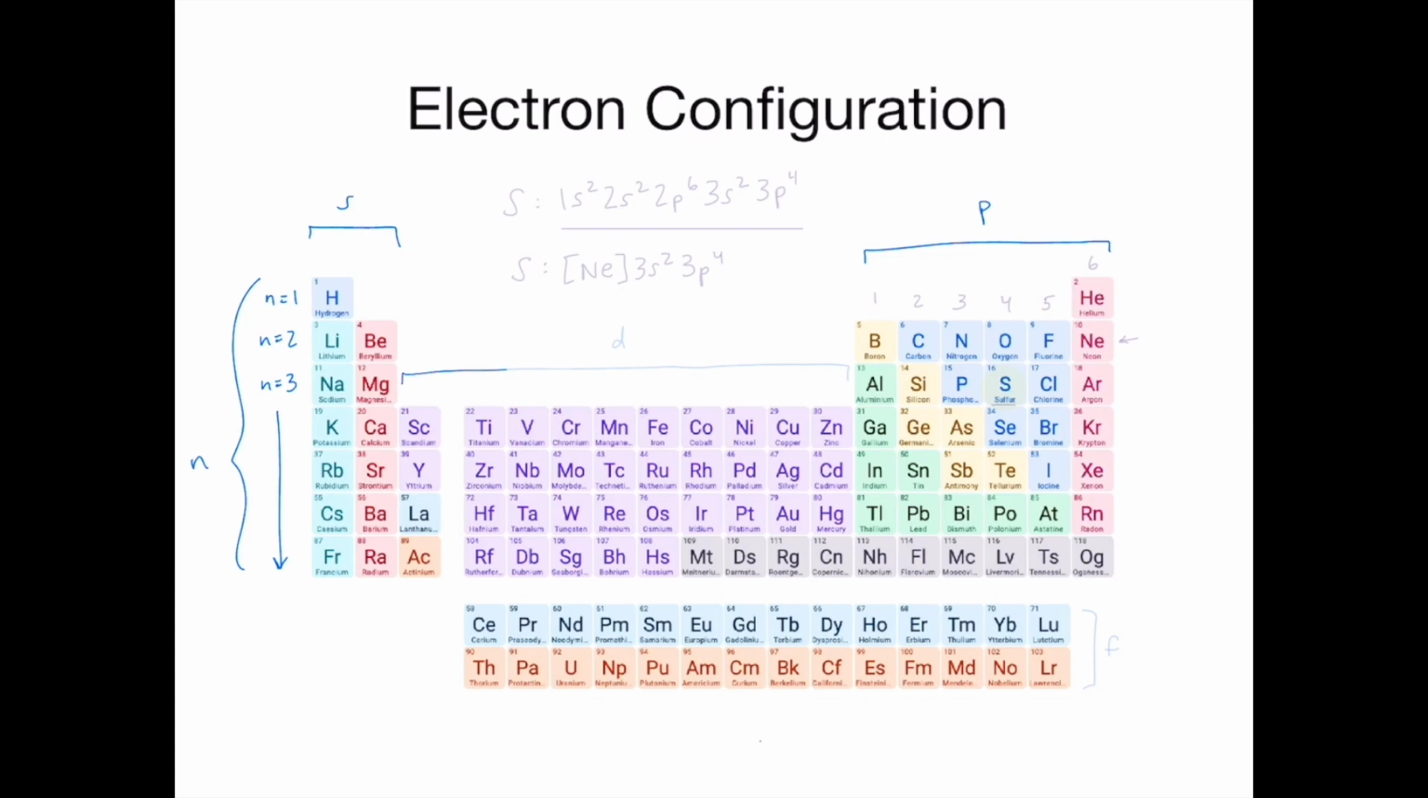So S, P, D, and F. So let's do an example. Let's figure out the electron configuration for sulfur. So we're going to start from the upper left-hand corner of the periodic table. So we're in energy level 1. So in 1, with hydrogen and helium, we have 1s2.